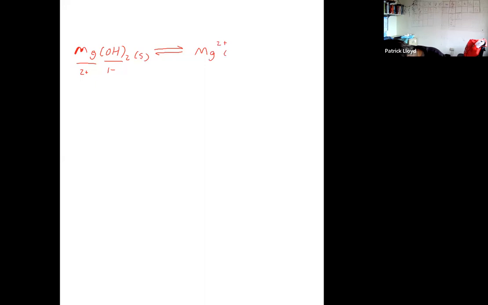Mg2+. And then notice you have a 2 there. So that 2 is going to come out in front of the hydroxide. Okay. So now, here's how we write the expression. The expression is typically written as KSP equals.